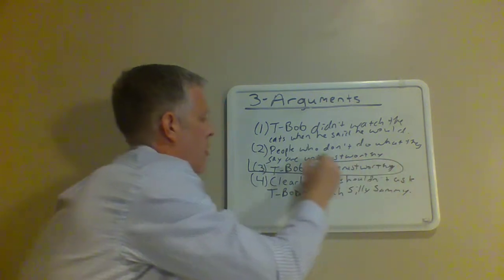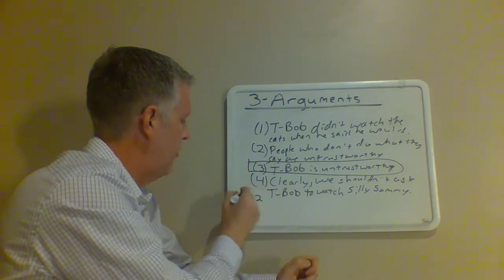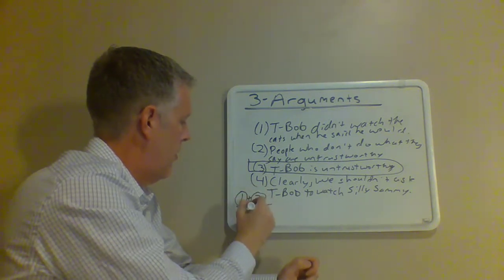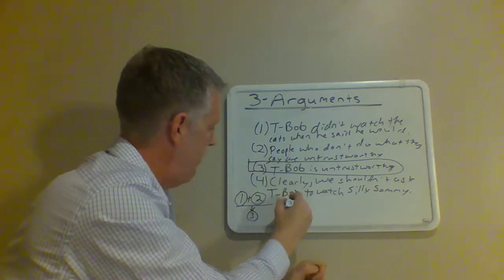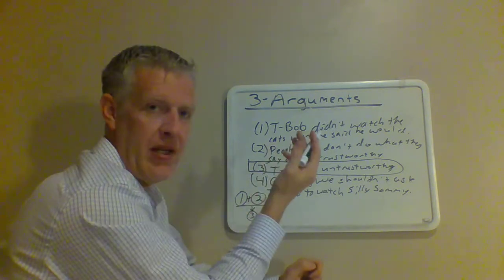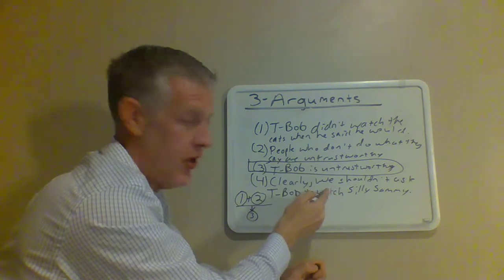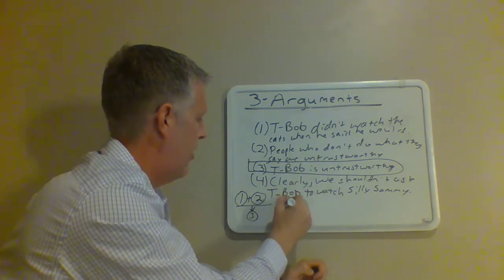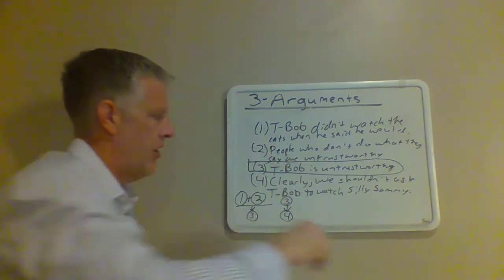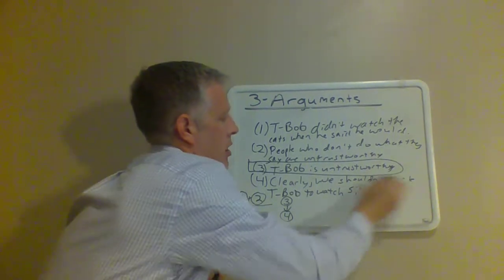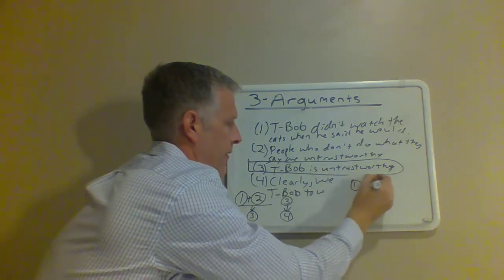This one, right? So we actually have two different arguments here. We have 1 plus 2 leading to 3. And then we also have T-Bob is untrustworthy, which can serve as a premise for 4. That's a reason for why we shouldn't ask him to watch our pet. So for that argument, it'd be this. And if this is all interconnected, as I mentioned, or show on the bottom of that slide, it would be something like this.